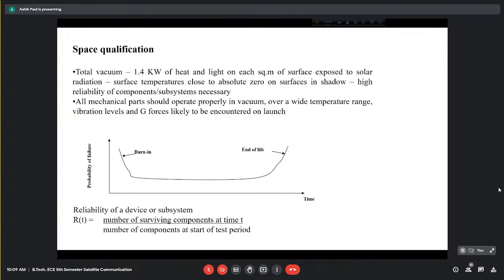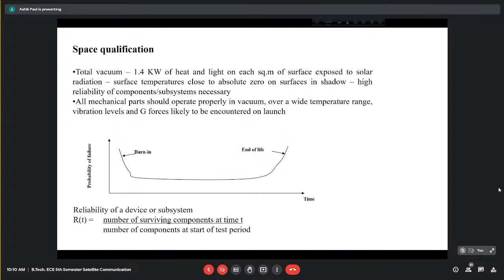And the space qualified components typically have to have a certain amount of reliability. And when we talk about reliability, it is not something like, okay, it has got a very good reliability or it is not so reliable. This kind of qualitative analysis won't work. There has to be some kind of quantification, some kind of a parameter which will tell me exactly what I expect from a particular device or a subsystem.